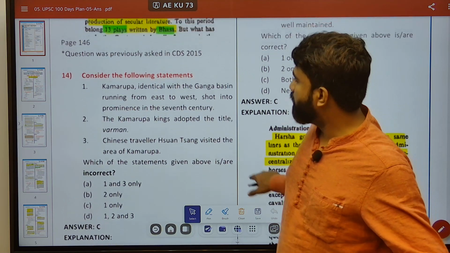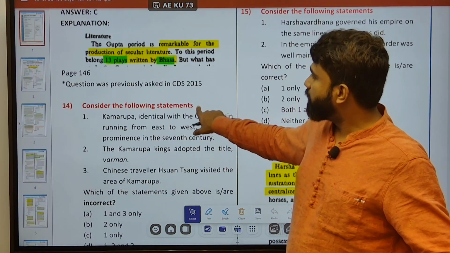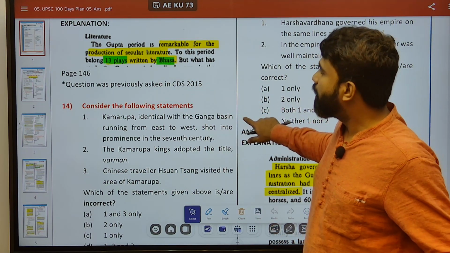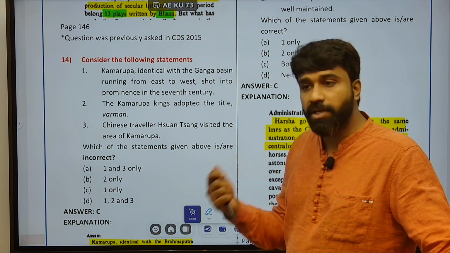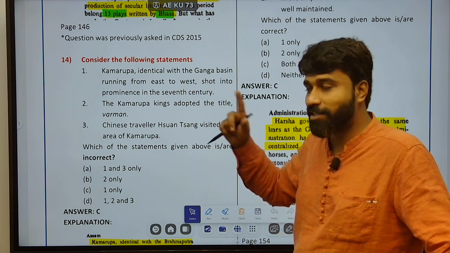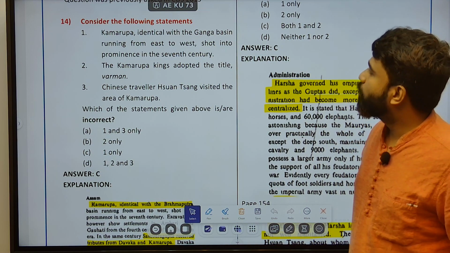Next, consider, and this question was asked in CDS in 2015. 13 plays were written by Bhasa, those dramas were written by Bhasa. One great literary text prominent throughout history is the Udayan-related romantic comedy, Swapna Vasavadatta. Next, consider the following statement.